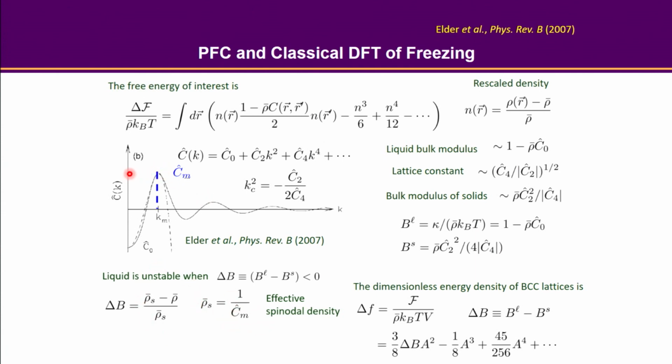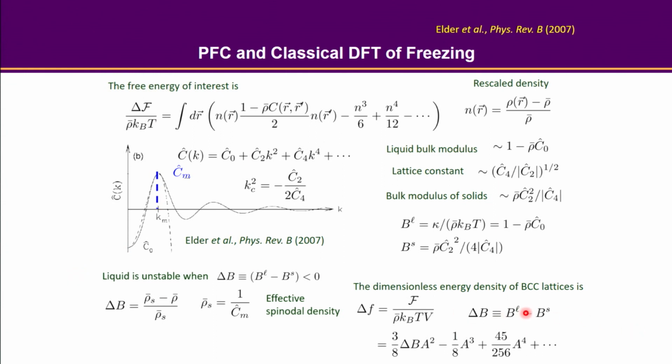So you can see the height should be a function of C0, C2, C4. That's associated with this delta B, BL, which is 1 minus rho C0. And solid B is this one, the solid bulk modulus. All right, but now we can interpret what is delta B.